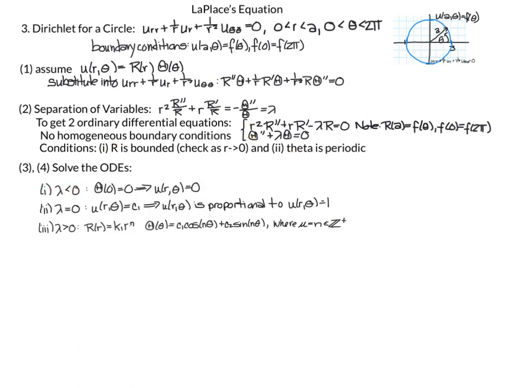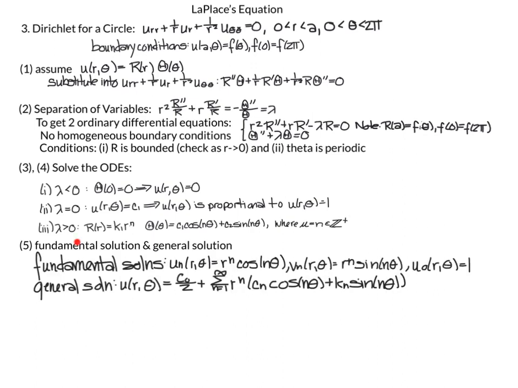When lambda is less than 0, our u is equal to 0. When lambda is equal to 0, our u is proportional to 1. And when lambda is greater than 0, that's when we have r proportional to r to the n, and theta is equal to c1 cosine of n theta plus c2 sine of n theta.